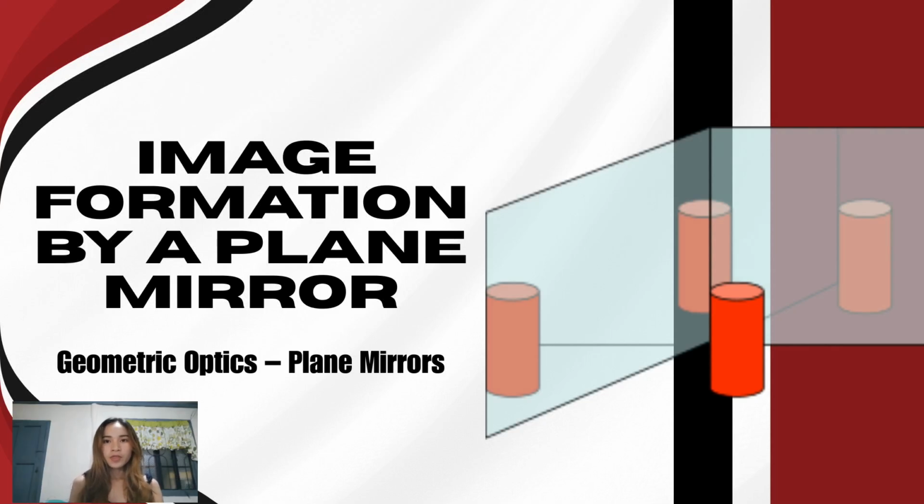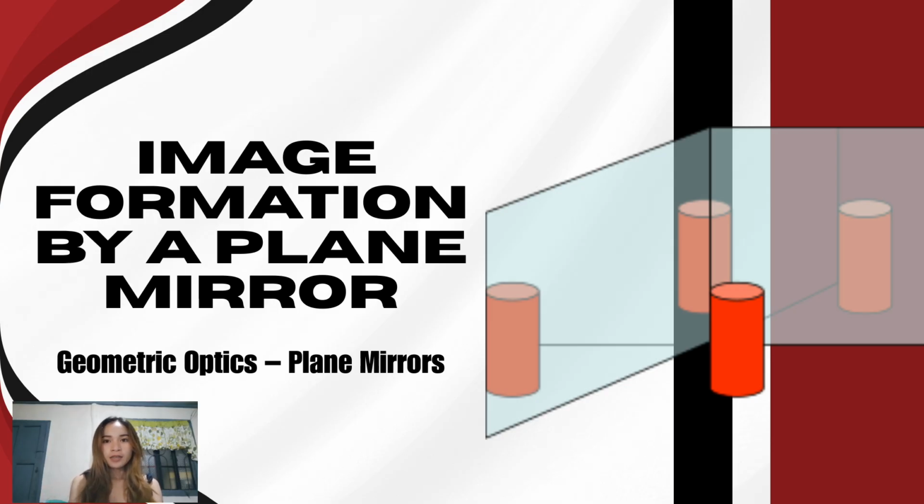We are Group 3 and today we will be discussing the topic image formation by a plane mirror. This lesson is part of geometric optics, which deals with how light behaves when it hits different surfaces. By the end of this presentation, you will understand how mirrors create images, why they appear the way they do, and the scientific principles behind them.